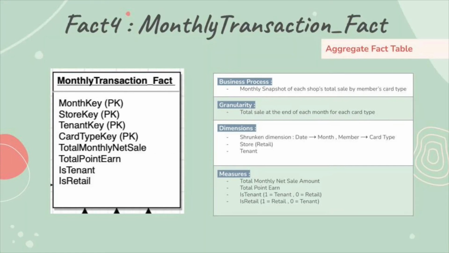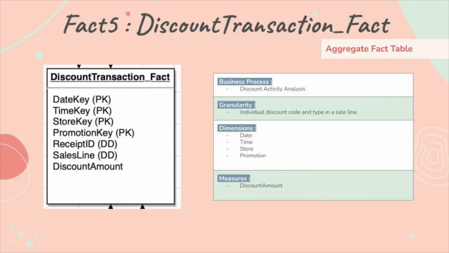Our fourth fact table is an aggregate fact table to fact table 3. The date and member dimensions are shrunken to month and card type dimension respectively, while the store and the tenant types remain. The measures are summed from net sales amount and point earned based on month and card type. Our last fact table analyzes the discount activities. The granularity of each row is the individual discount code and type in a sale line, and the measure is discount amount.